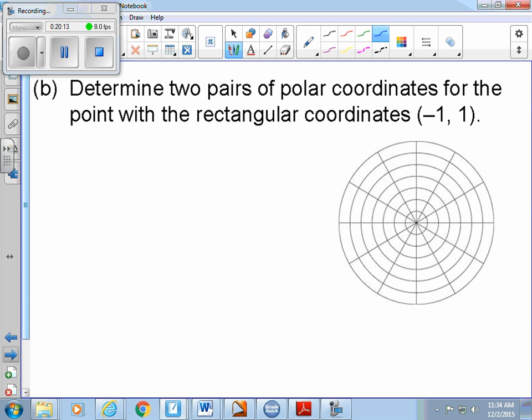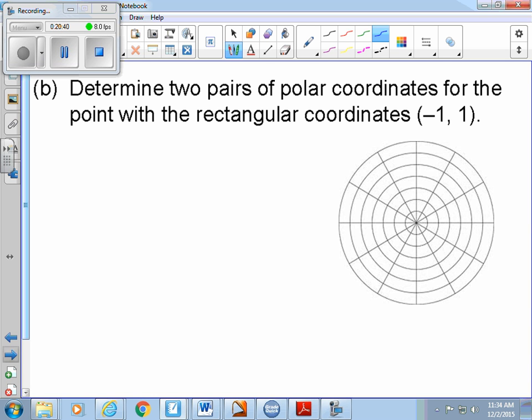Determine two pairs of polar coordinates with rectangular coordinates -1, 1. So backwards, I want to find the polar coordinates, and I have the rectangular coordinates. I can plug them into the equation, so I can do no thought and just plug them in. Or some of you are more geometric and you can draw a picture. It's up to you how you do that. I'm going to show you both options.